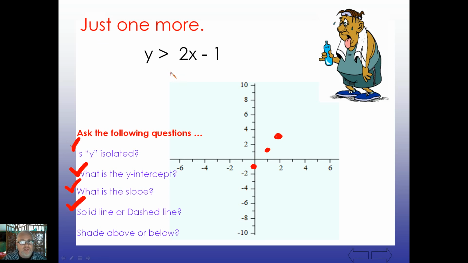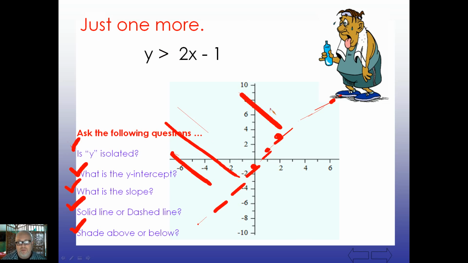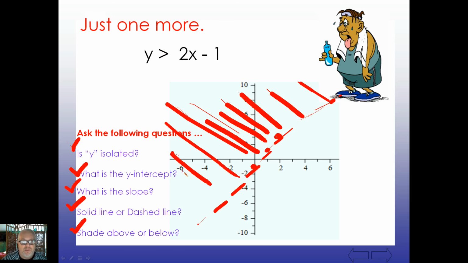Is it a solid or dashed line? This is a strict inequality. I don't have any line underneath it, so it's going to be a dashed line. And hopefully you got a dashed line there. And then finally, do we shade above or below? Well, because it's greater than, I'm now going to shade where the y values increase as the function moves forward. So we end up with a shading that's above this dashed line.